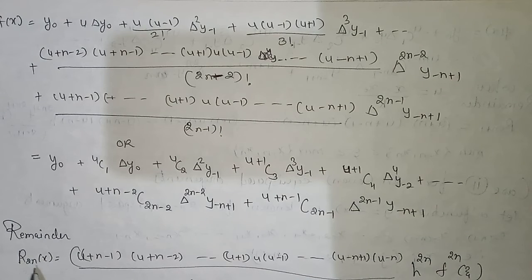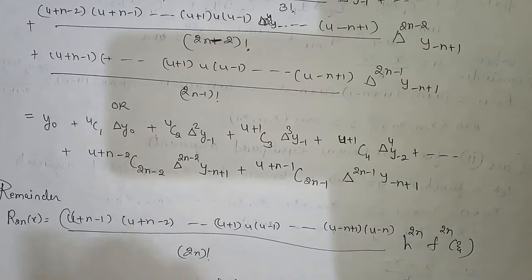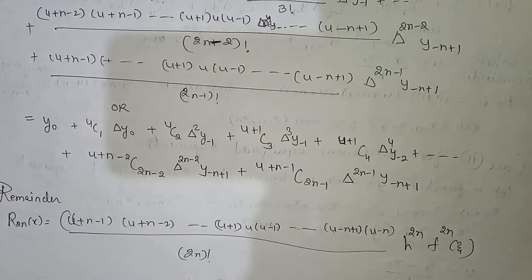Remainder we have R2n of x is equal to (u plus n minus 1)(u plus n minus 2)...(u plus 1)(u)(u minus 1) up to (u minus n) upon 2n factorial, h raised to 2n into f to the power 2n of xi, and xi always lies between the minimum of x minus n plus 1 and xn, where the last value is xn. So these are the boundary values, and the maximum of x minus n plus 1, xn. So this is the formula when we have the even case.